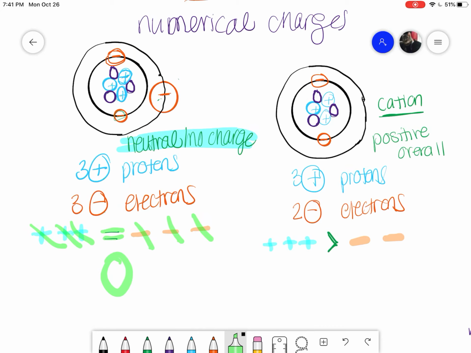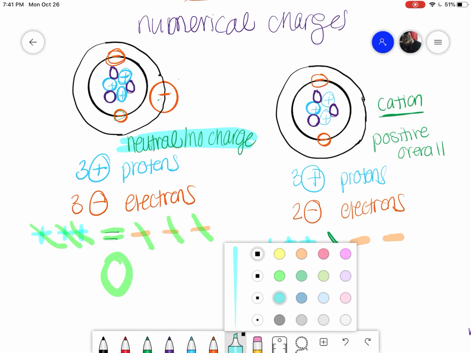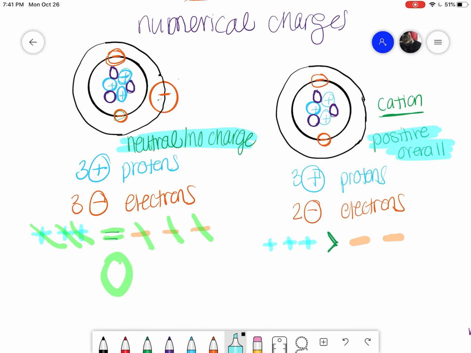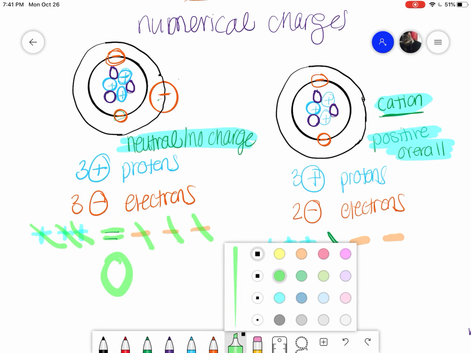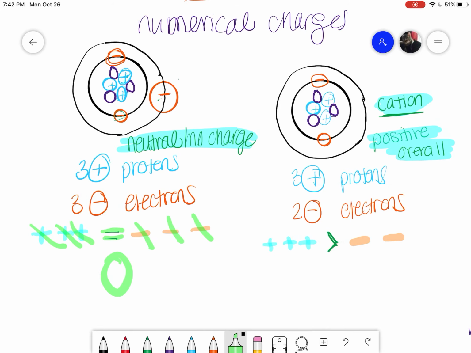And so yesterday we saw that when we lose an electron, we're getting rid of some negative. Our atom becomes positive overall, or we call that a cation. And so what that means is we saw that we have more protons than we do electrons. We have more positive. And so when we cancel it out, we are left with a positive.